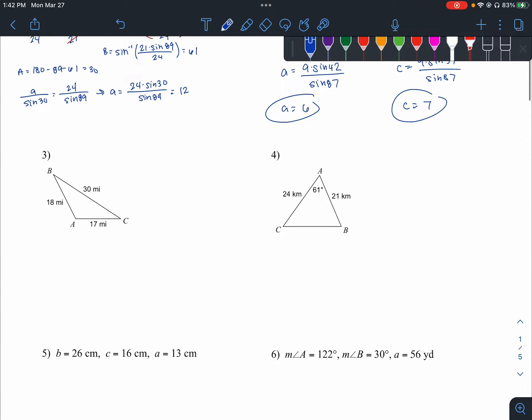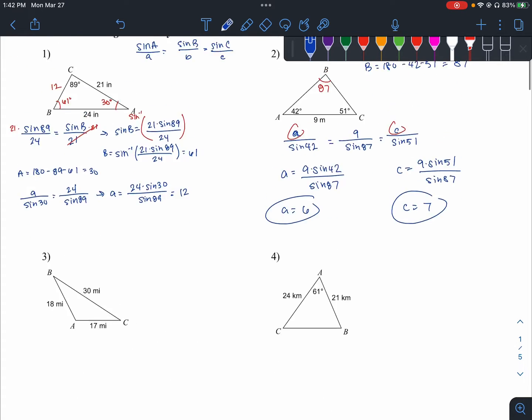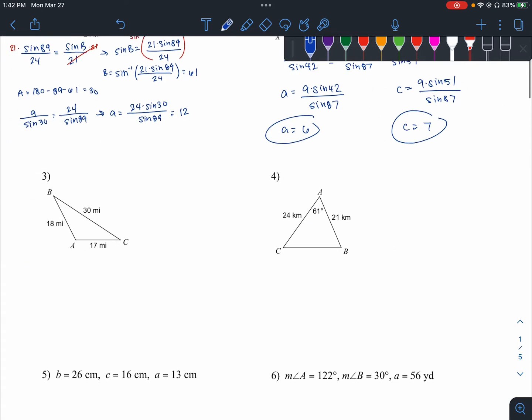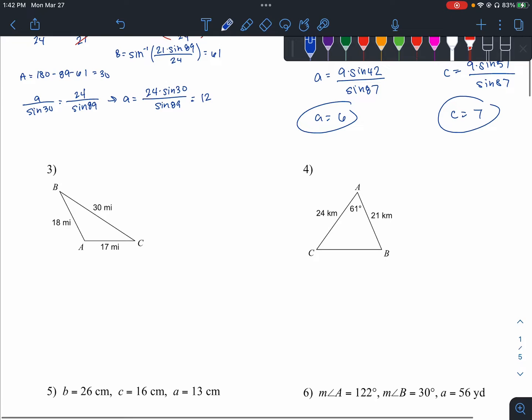Example 3, we have a case of side, side, side, so we're going to be using the law of cosines. The law of cosines says that a squared is equal to b squared plus c squared minus 2bc cosine of A. You can mimic this equation if you're looking for side b. So it would be b squared is equal to a squared plus c squared minus 2ac cosine of B. So just remember that pattern right there.